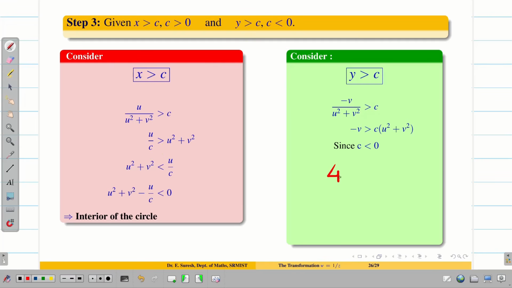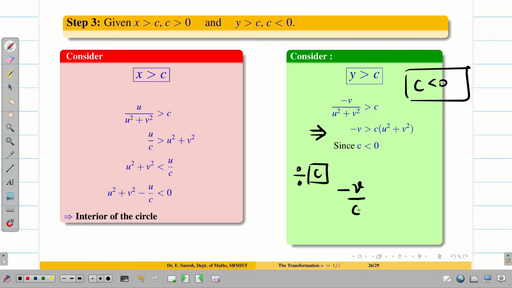Why? For example, you take 4 greater than 2. If you divide by 2, you will get 2 greater than 1. The inequality is not affected. But for the same 4 greater than 2, if you are dividing by minus 2, you get minus 2 in the left hand side, minus 1 in the right hand side. We know that minus 1 is greater than minus 2. So if you divide by a negative term, the inequality changes. So the same thing I am doing here. If I divide by c and c is negative, that is less than 0, my inequality will change. So we get minus v by c less than u square plus v square.